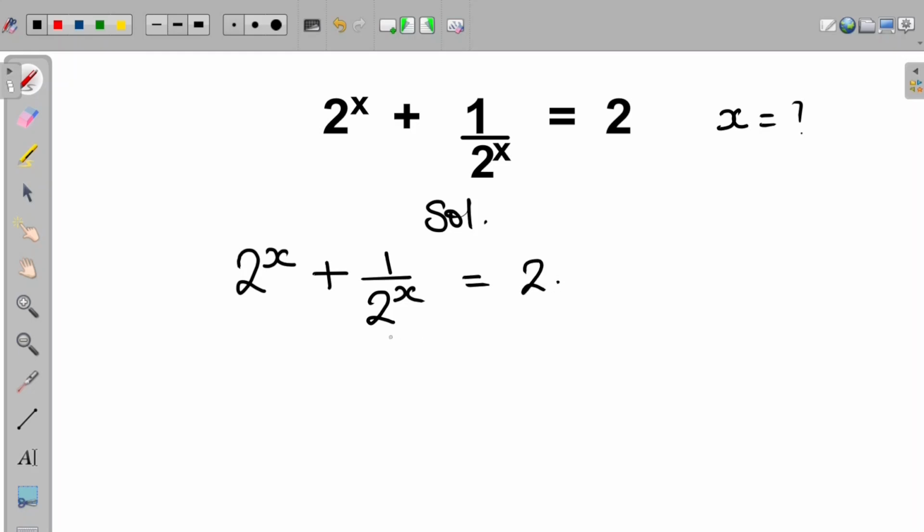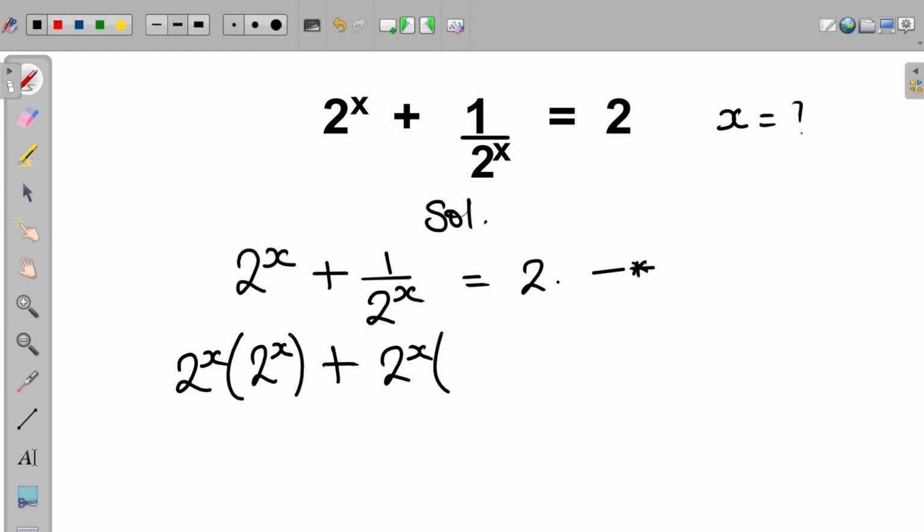Now, to eliminate this fraction, we multiply this equation by the LCM, which is 2 to the power of x. So we have that 2 to the power of x, open your bracket, multiply by 2 to the power of x plus 2 to the power of x multiply by 1 divided by 2 to the power of x equal to 2 multiply by 2 to the power of x.